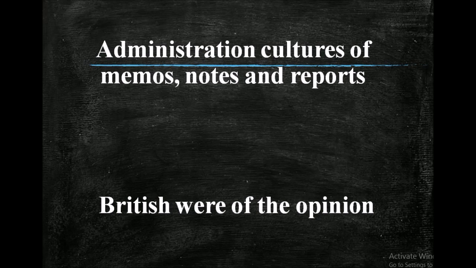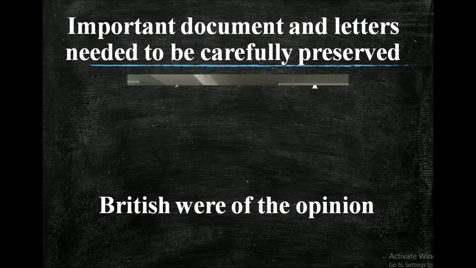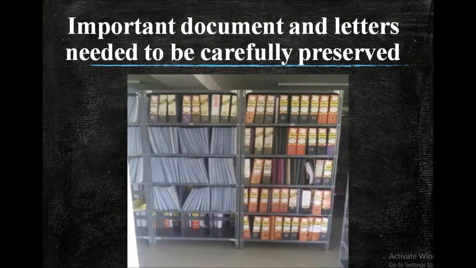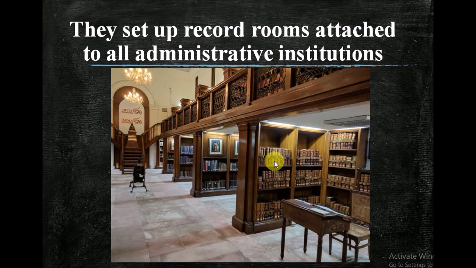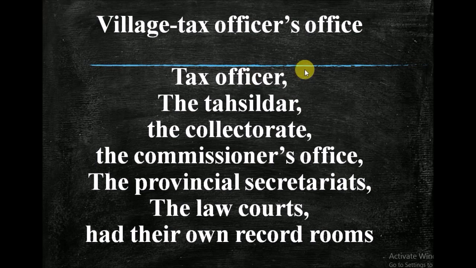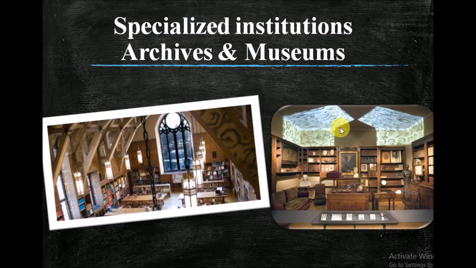Once this was done, things could be properly studied and debated as and when required. The British were also of the opinion that all the important documents and letters needed to be carefully preserved. So they set up record rooms attached to all administrative institutions. The village tax officer's office, the tehsildar, the collectorates, the commissioner's office, the provincial secretariats, and the law courts had their own record rooms. Specialized institutions like archives and museums were also established to preserve important records.